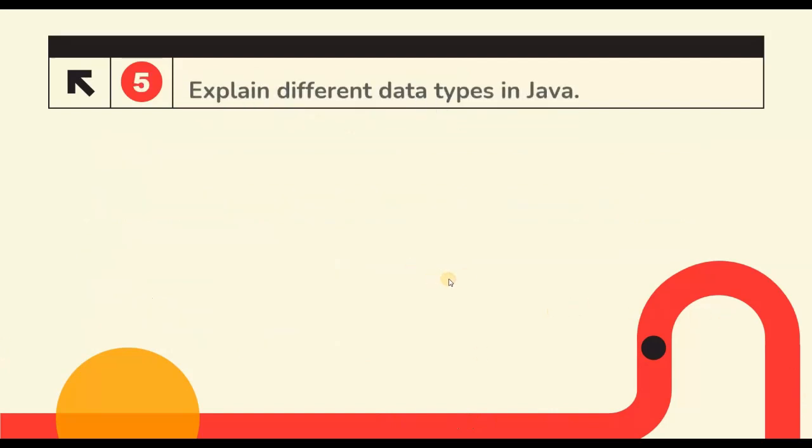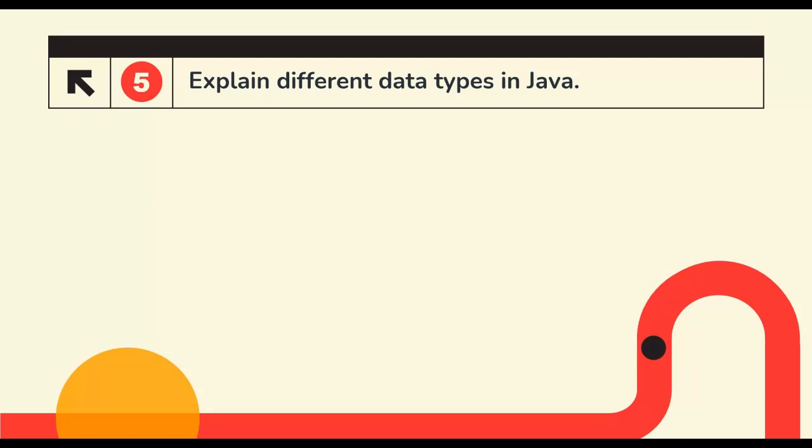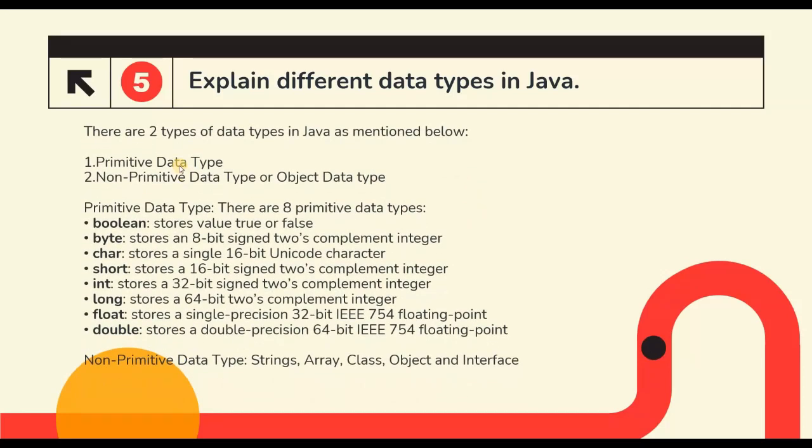The next one is, whenever you're going to write any code in Java, we have different types of data types. Basically, in Java there are 2 types of data types: one is primitive and another is non-primitive. Primitive data are single values with no special capabilities. There are 8 kinds of primitive data types available: boolean, byte, character, short, int, long, float, double. And these are the definitions of these.